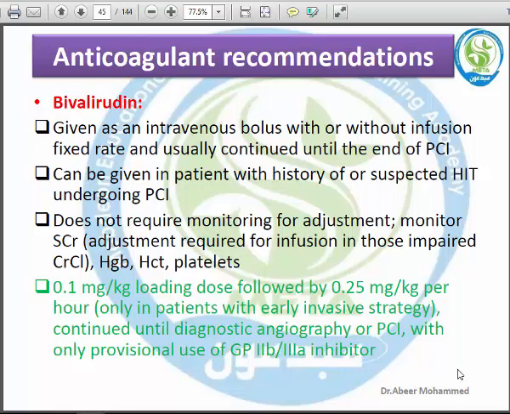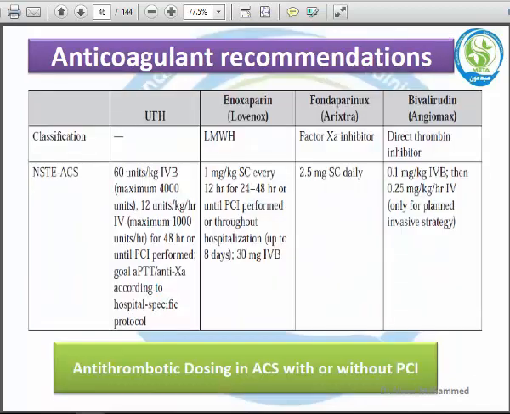That means the infusion rate should be adjusted according to the creatinine clearance. The dose of bivalirudin is 0.1 mg per kg loading dose, followed by 0.25 mg per kg per hour, only in patients with an early invasive strategy. That means we can't use bivalirudin in patients with an ischemia-guided strategy, and this is an important issue. This is the recommendation for acute dosing of anticoagulants. The doses should be memorized.